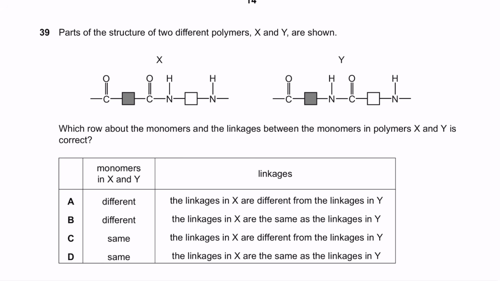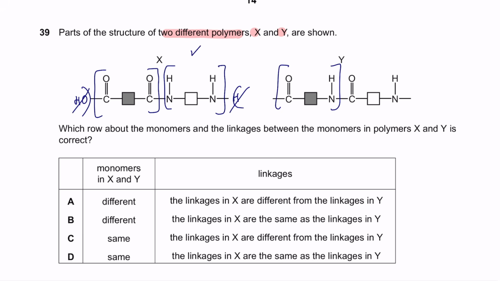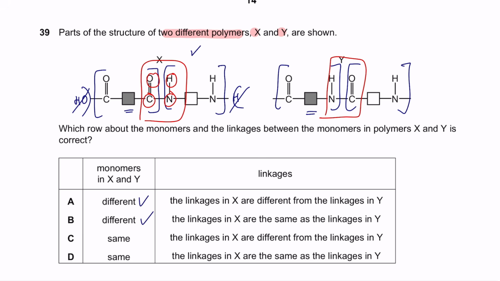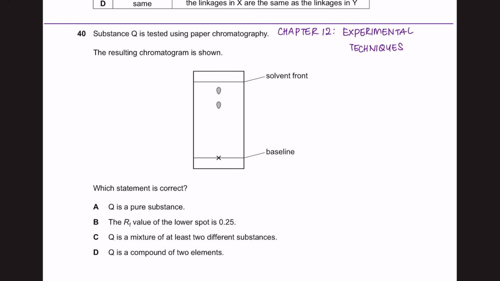Next, question 39. Parts of the structure of two different polymers X and Y are shown. So you've got a COOH group that combines with NH. Next, you've got two different monomers that have combined with each other. Okay, so the monomers in X and Y, they are different. These are the linkages. You've got N to H, C to O. Just in a different position, but N to H, C to O. So actually the linkages are the same. The answer is B.